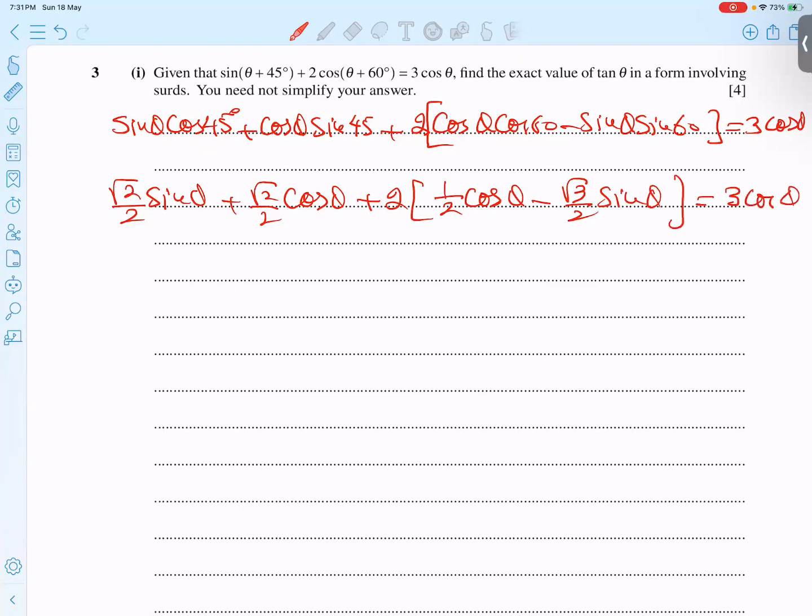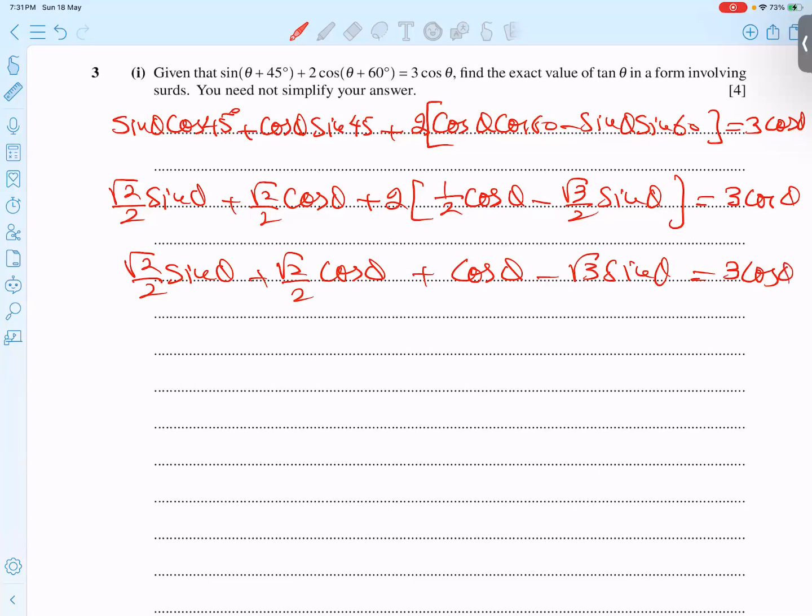Okay, after this, what to do? This is a clear approach. Root 2 by 2 sine theta plus root 2 by 2 cos theta, and plus this multiplied, half cos only and root 3 by 2 sine theta only, equal to 3 cos. Now, how many cos, how many sines do we have? Thing is, this has sine only, and the rest are cos. Because I'm looking for tan, sine over cos, I'm leaving sine on this side.